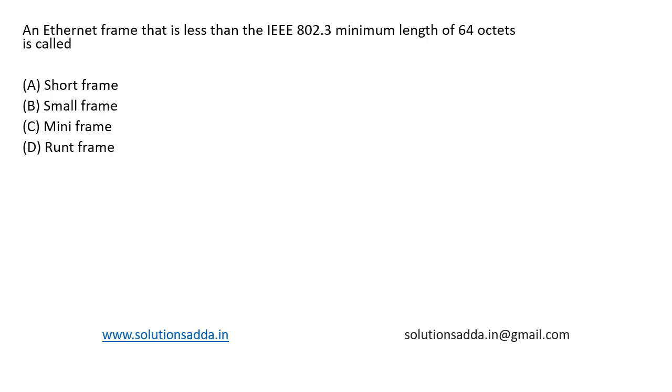This is a question from computer networks. An Ethernet frame that is less than the IEEE 802.3 minimum length of 64 octets is called, and four options are given. Option A short frame, option B small frame, option C mini frame, and option D runt frame. And the correct answer is option D, runt frame.